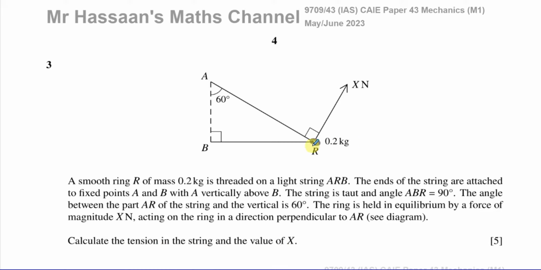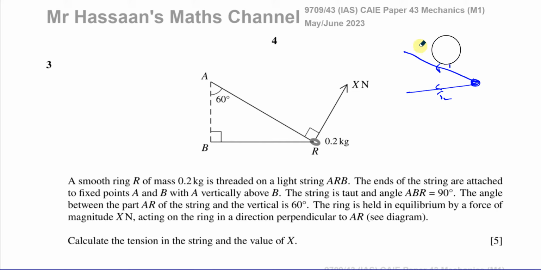So now this ring here is such that a string is threaded through it. The string on both sides of this ring is the same string. It's not like two separate strings. It's not like a particle attached with one string on one side and another string on that side. In that case, the tensions will be two different tensions.